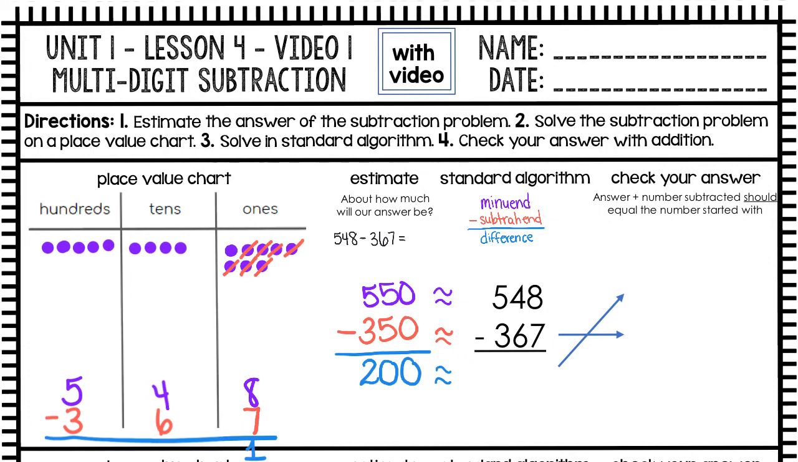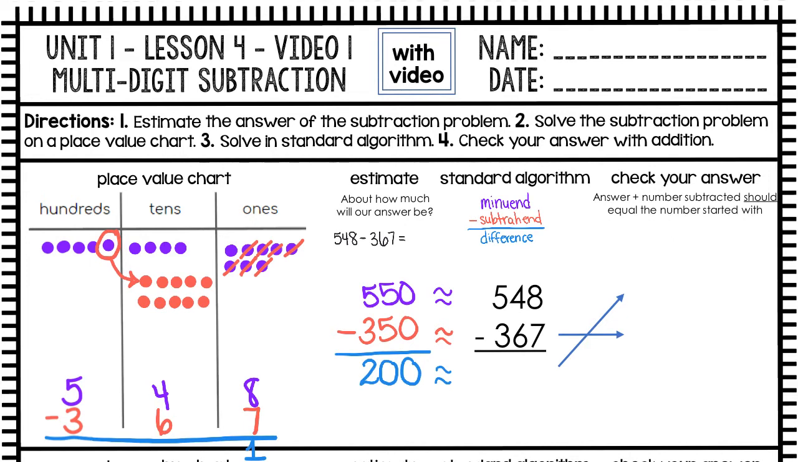Then I go to the tens, and I have 4, here's my 4, and I'm taking away 6. Can I take away 6 ones? I can take away 4 ones, but I can't take away 6, so I have to come and regroup one of my hundreds into 10 tens. Count with me. 10, 20, 30, 40, 50, 60, 70, 80, 90, 100.